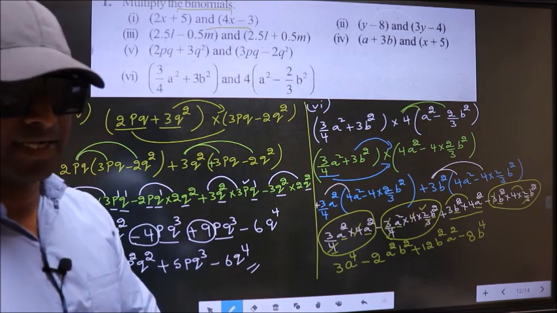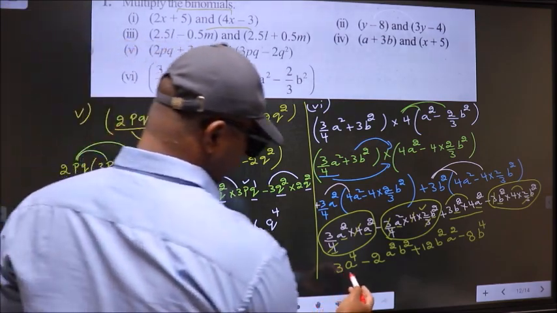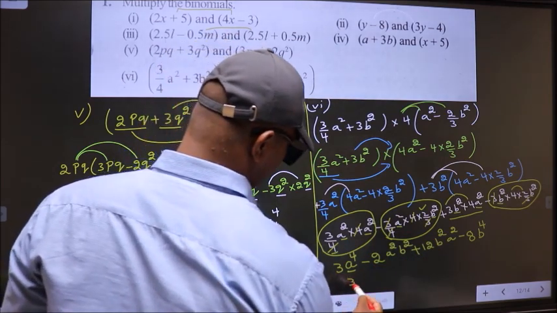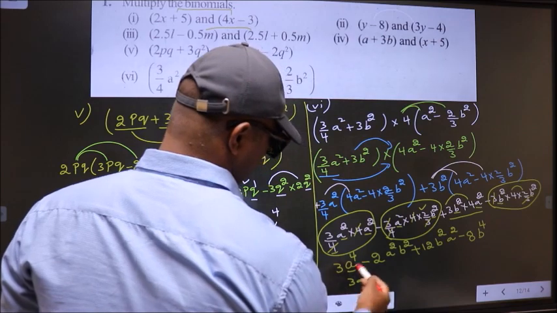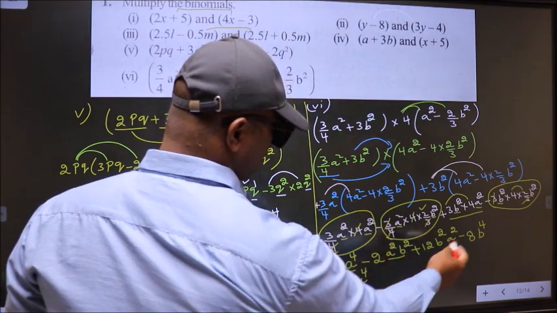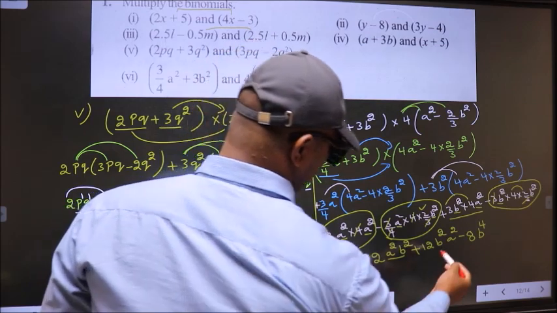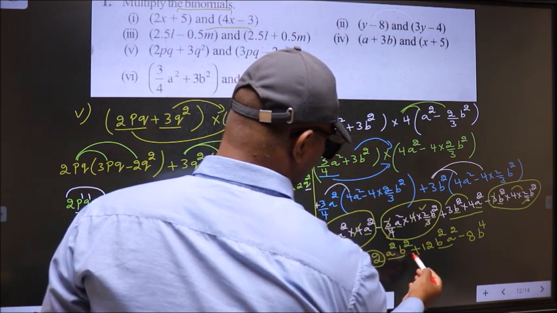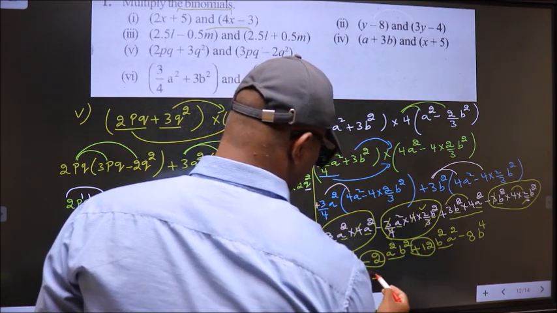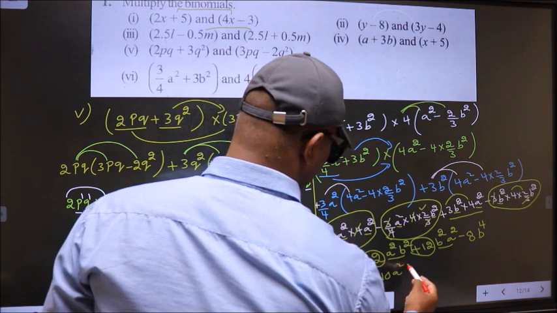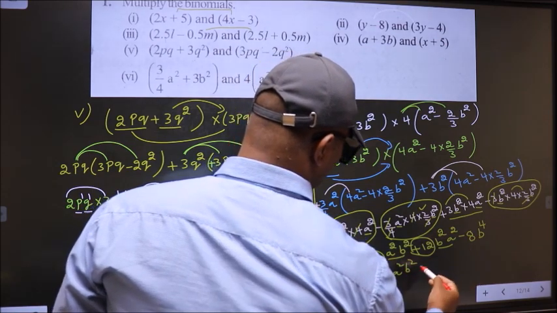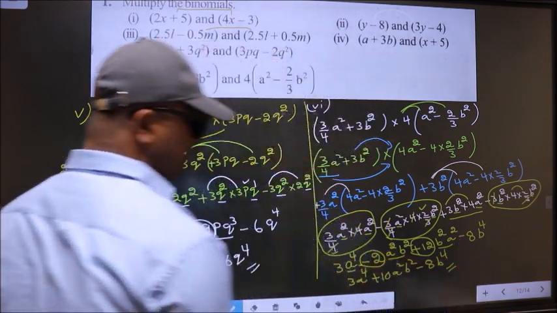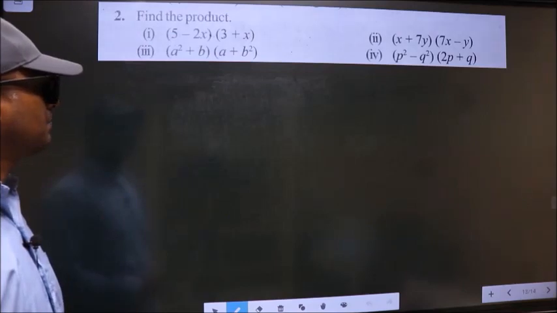Okay. Next. Now here A power 4 term, do we have a power 4 term? No. So write that first. Now, next A square, B square. Do we have A square, B square term anywhere else? Yes. So these two are like terms. So minus 2 plus 12 will result in plus 10 A square, B square. And the left out term is minus 8 B power 4. This is our answer.